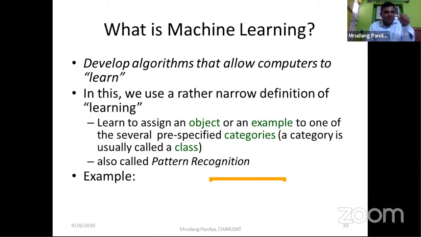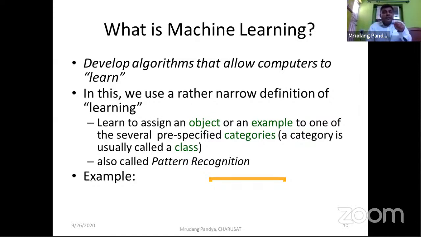So what are the steps of learning? Learn to assign an object or example, such as a cat image. Object and example are the same. So a cat, dog, or horse image gets assigned to one of several pre-specified categories. Now, this is about supervised learning, right?